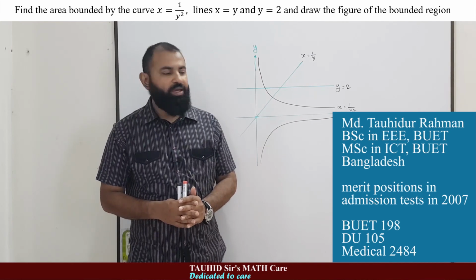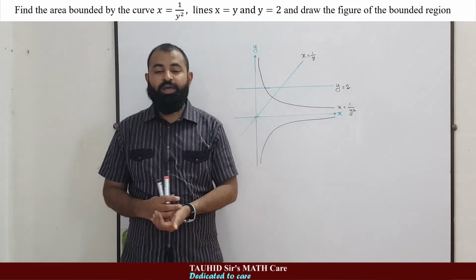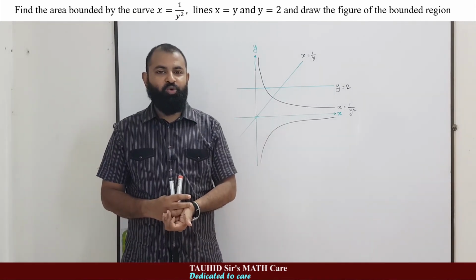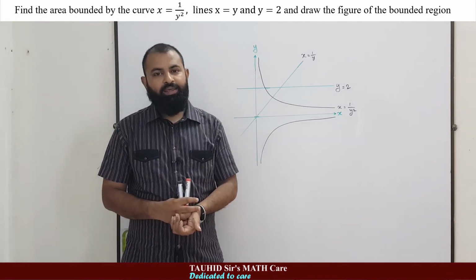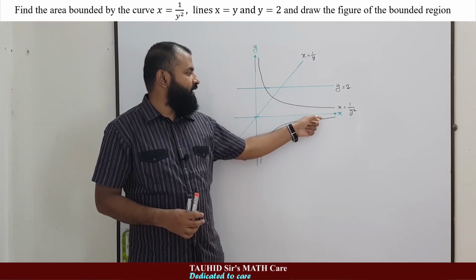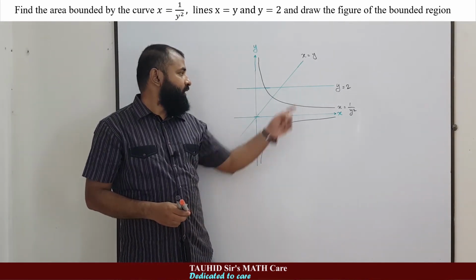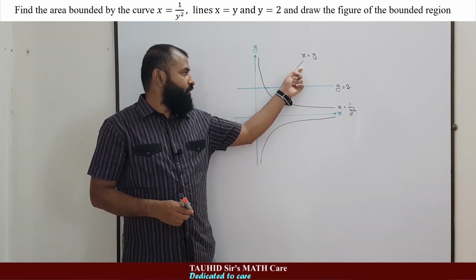While solving this question, at first we need to draw the curve x equal to 1 by y square, and we have drawn this portion and this portion. We also need to draw the straight line y equal to 2, which has been drawn here, which is a straight line parallel to the x-axis, and the line x equal to y, which I also drew here.